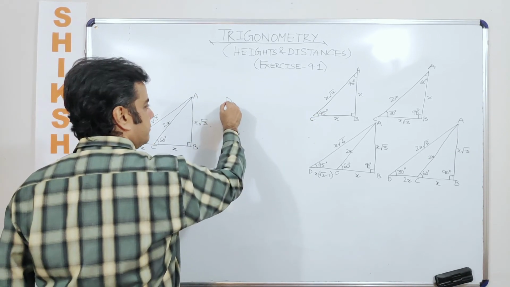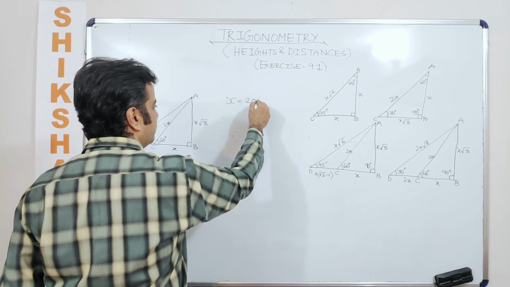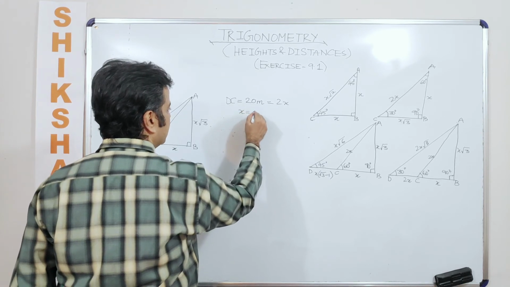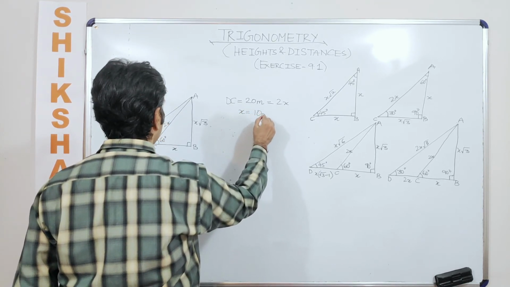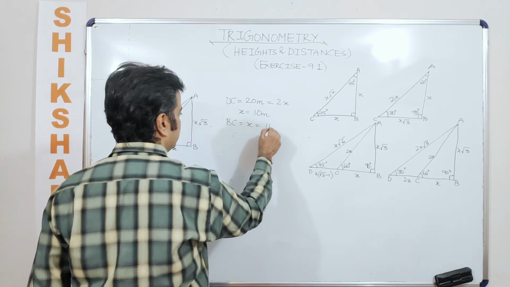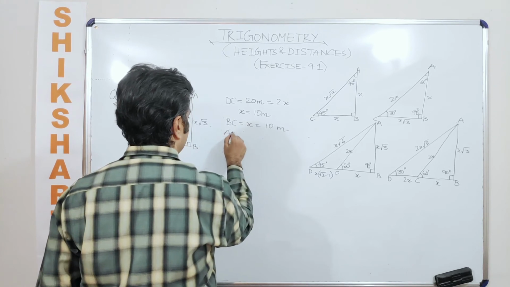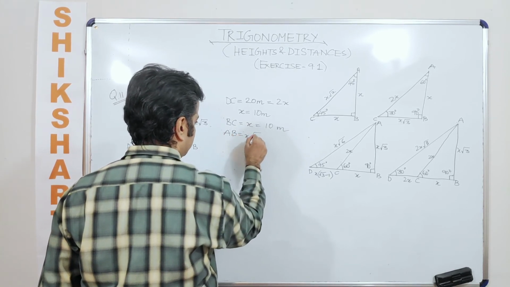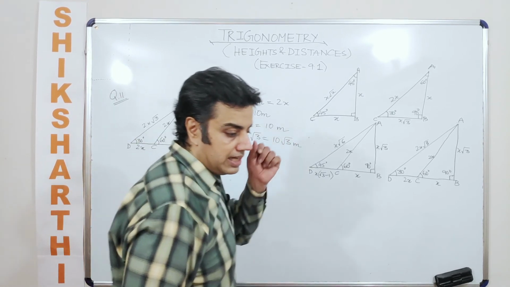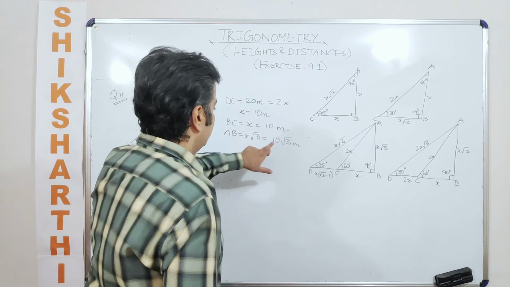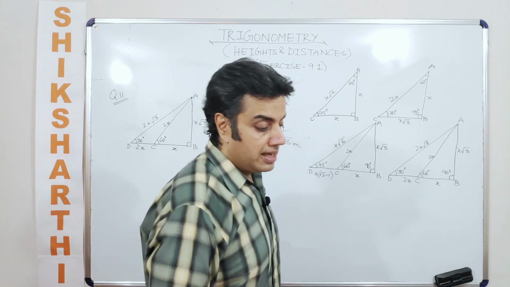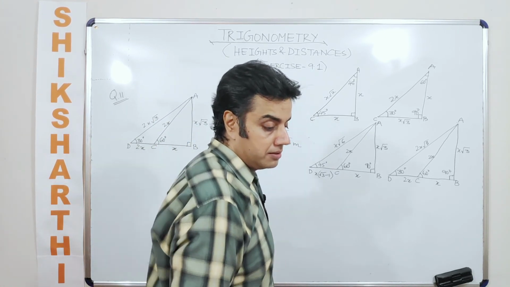So let us see what piece of information is given in the question. It says DC is equal to 20 meters, and as per us DC is equal to 2x. In that case the value of x comes out to be 10 meters. So BC is equal to x, which is equal to 10 meters. AB is the height of the tower, or the pole, which is x root 3, which is 10 root 3 meters. Let us see what they are asking for. They are asking to find the height of the tower. The height of the tower is AB, which is x root 3, which in this case becomes 10 root 3 meters, and then the width of the canal.